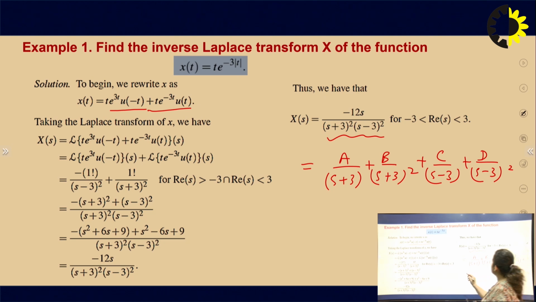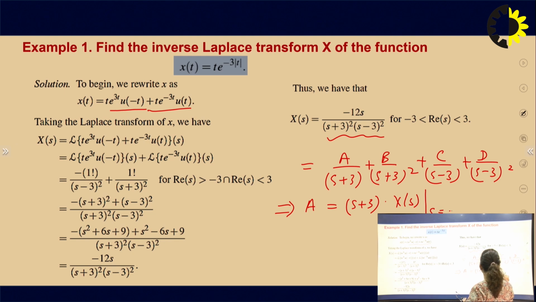So we can find out the values of a, b, c and d. How to find out the value of a, b, c and d? Here from this expression we can find out a with (s plus 3) multiplied by X of s, at s equal to minus 3.